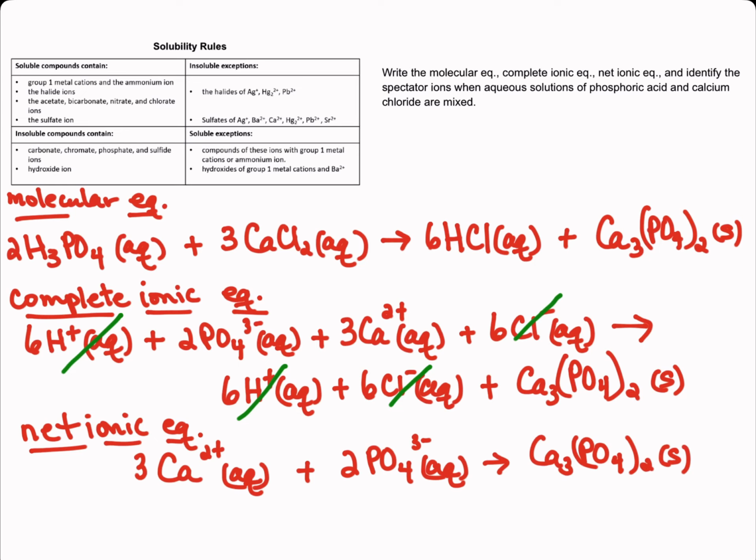Okay, and it's also asking us to identify the spectator ions. The spectator ions are the ions that got canceled out. What got canceled out? My H plus and my Cl minus.